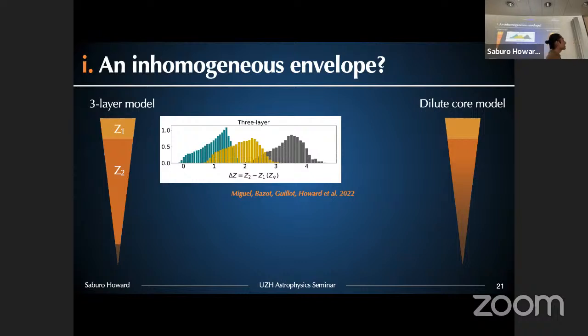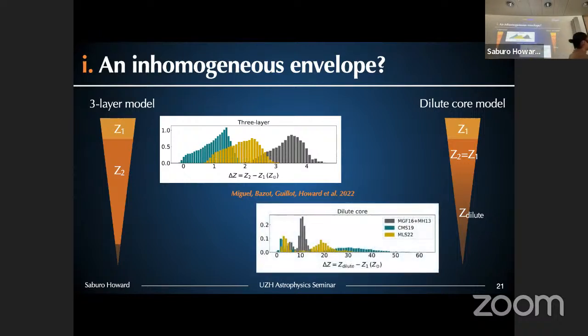Then we did the same exercise, but for the dilute core model. And in this case, we set Z1 equal to Z2, and we looked at the difference between Z dilute and Z1. And again, we found only positive values of this delta Z. So we could quite robustly confirm that the envelope of Jupiter is inhomogeneous by looking at 2 different types of models, 3 different equations of state, and exploring the parameter space using this MCMC.